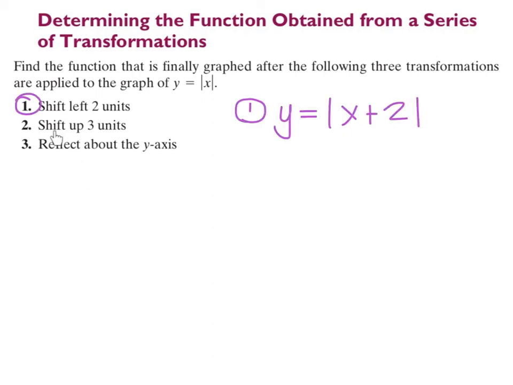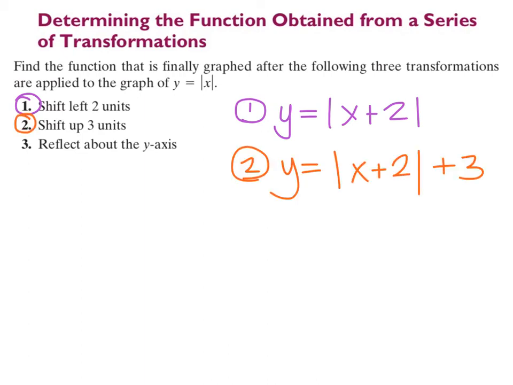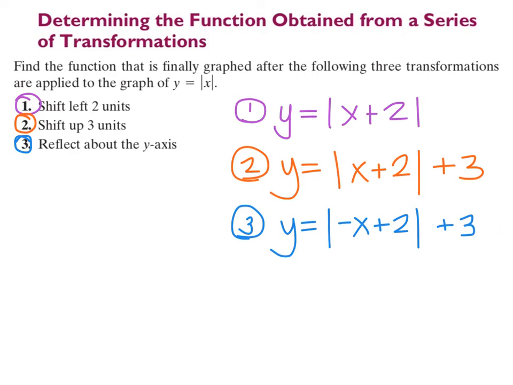And then second, shift up 3 units. So that's along the y-axis, which is straightforward, which we love. So that's going to be outside of this. So we're going to tack on the 3 to the end. Or you could do it in the beginning. I just prefer the end. So that's what step 2 is going to look like. And then the last step says reflect about the y-axis. So if I want to reflect over the y, I have to negate the x. And so this is my final function with these 3 transformations in mind.